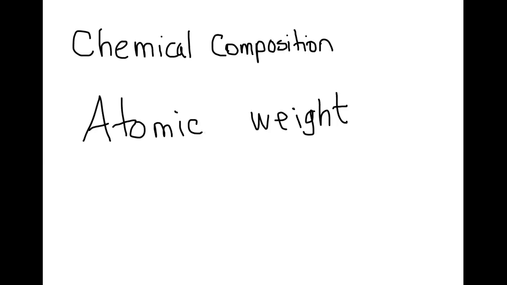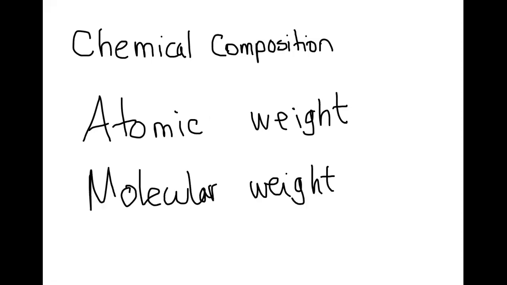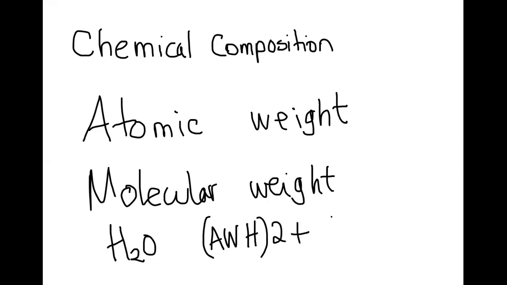The atomic weight of any given atom is given in the periodic table. And with that, we can build up the molecular weight. So if you have H2O, remember that you have to multiply the atomic weight of hydrogen times 2, plus the atomic weight of oxygen times 1, and then you get the molecular weight of H2O.